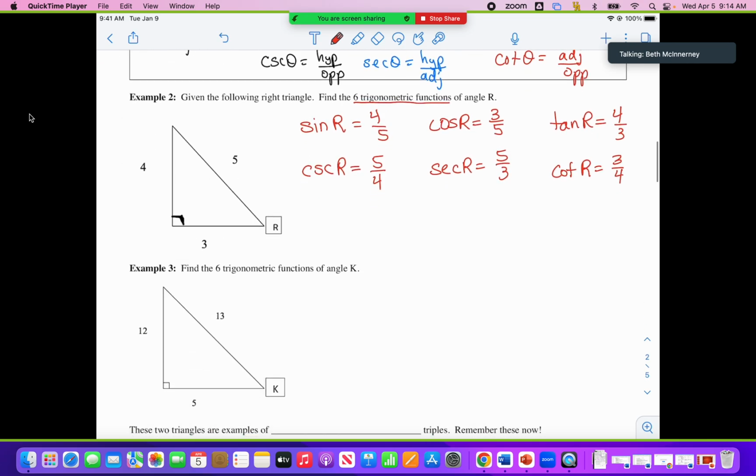3/4. Okay, I'm going to pause a moment, and I want you to do example 3. Find all 6 trig functions of angle K. You need to have an angle inside the trig functions. If it helps, I didn't do this on example 2, but you do what's best for you. If it helps, label what's the opposite, what's the adjacent, and what's the hypotenuse from angle K. Whatever you need.